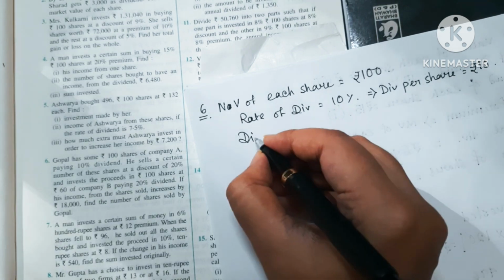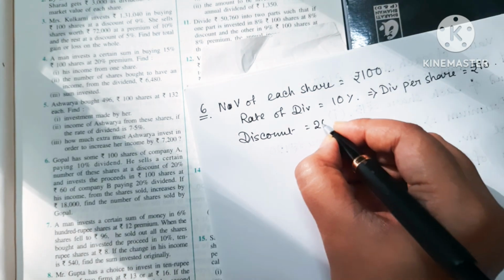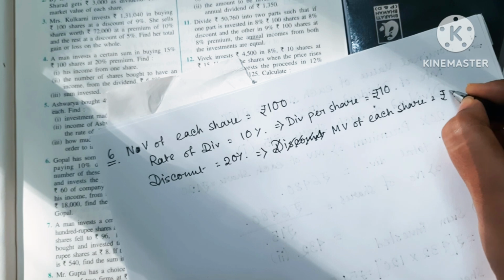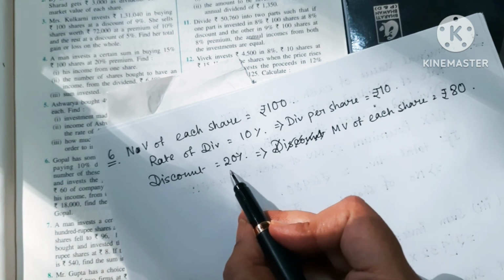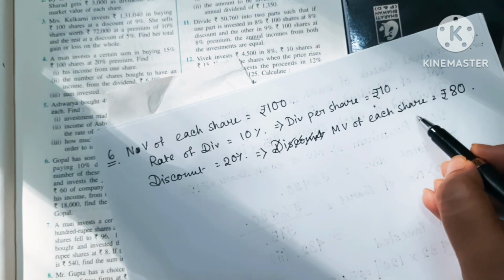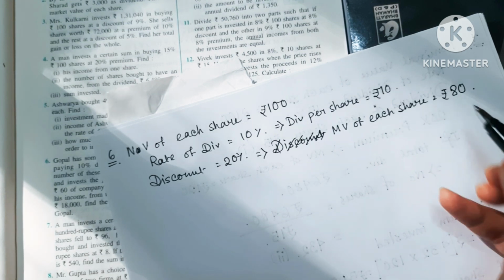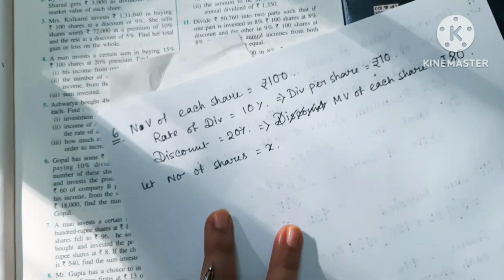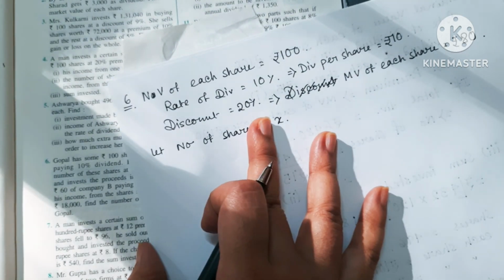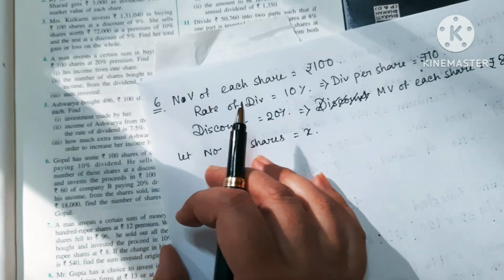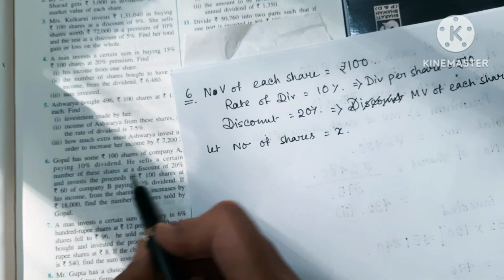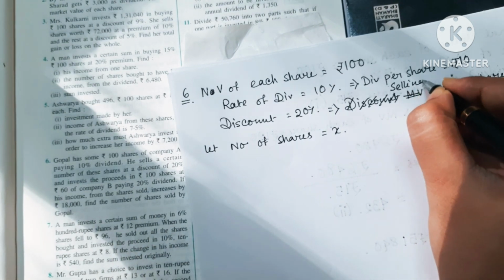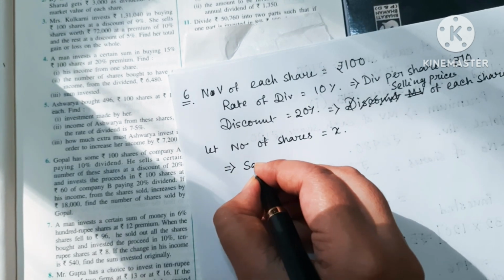rupees 10, discount 20%, means market value of each share rupees 80. Okay, 20% discount, that means market value of each share is rupees 80. Now suppose let number of shares X. Okay, so total investment, see one thing, that person Gopal sold his shares at a discount 20%, that means this is selling price. Okay, this is selling price, that means sales proceeds 80x.